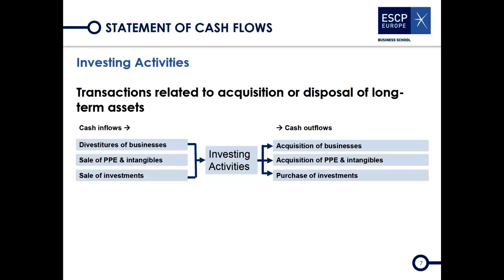Then it's a sale of intangibles and sale of investments, right? If you sell the shares that you've purchased before into the other company. Cash outflows related to the investing activities would be acquisitions of new businesses, acquisitions of property, plant, equipment, or intangibles, and the purchase of investments. Okay, so this is what we would find under the investing section. And again, the number that we get from that is the net cash flow from investing activities, or cash used in investing.